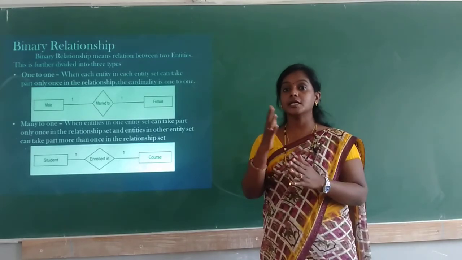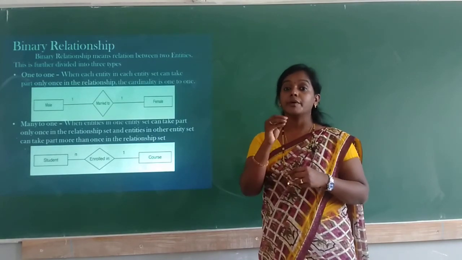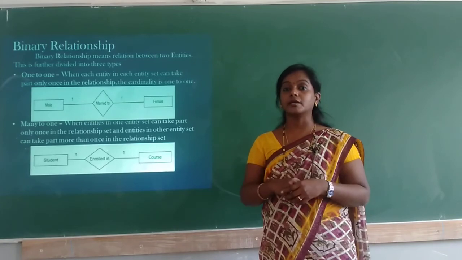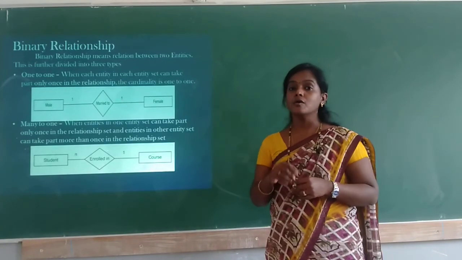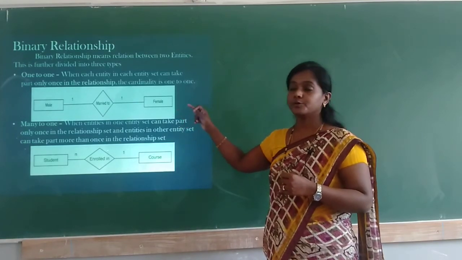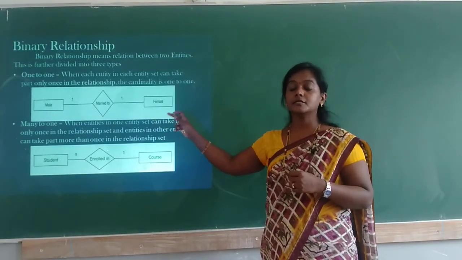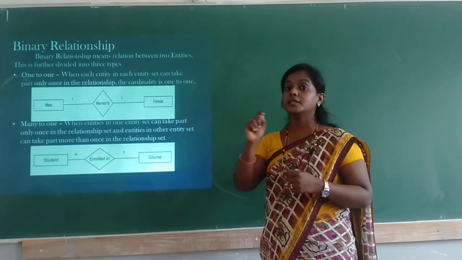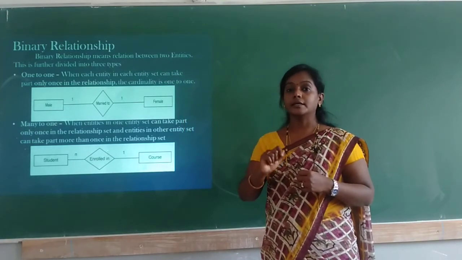How many entities are involved in that relationship? Based on this, we have different classifications. So first we have one-to-one relationship. That means a male is married to one female. One male is married to one female. There we have one-to-one relationship.